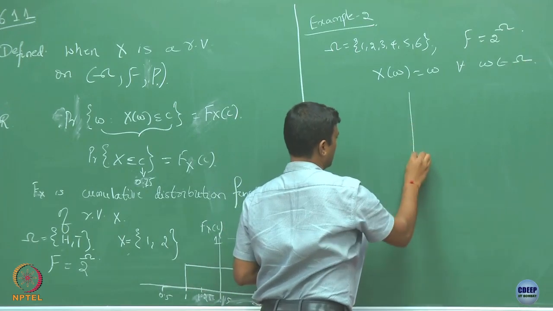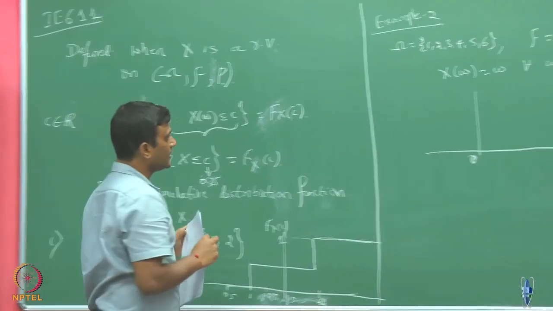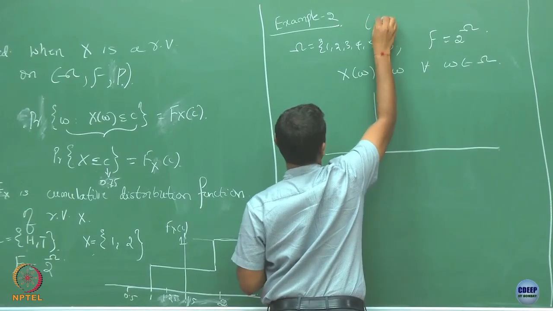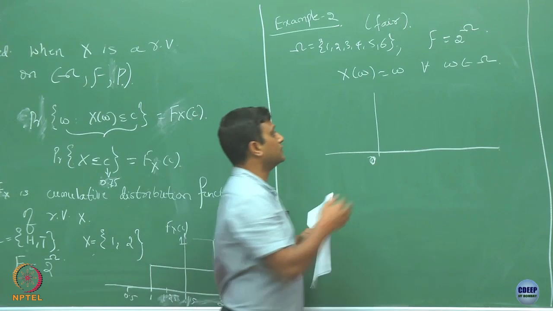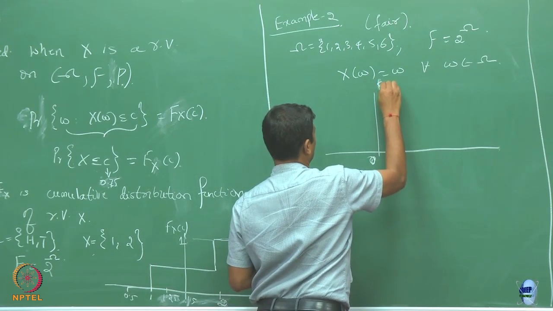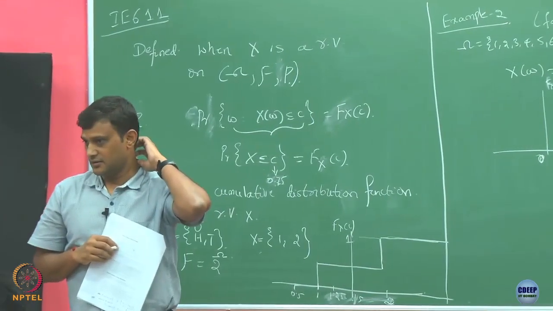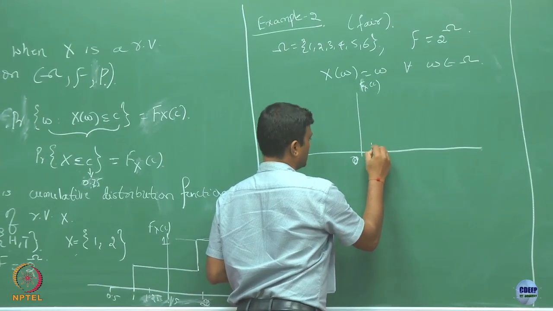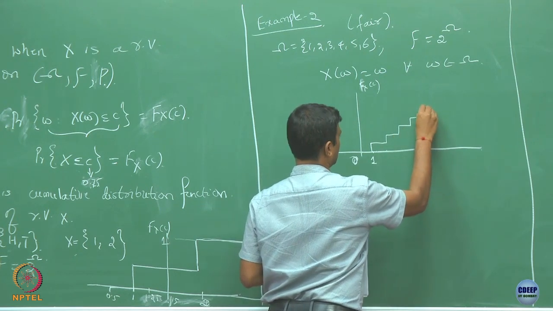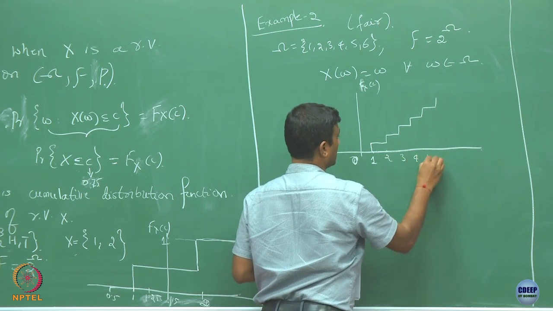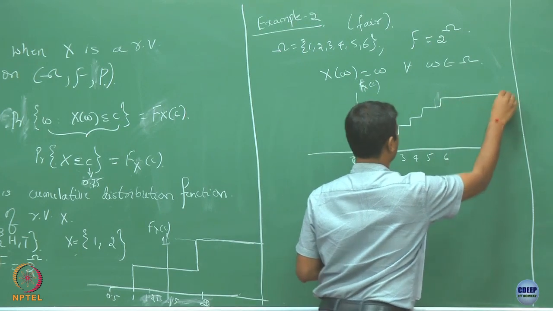So now how does it look? Let us start from 0. Let us say my die is fair again. So what is going to happen before 0? This is my F_X, right? It is clear that till 1 this is going to be 0, right? And what happens at 1? Now it is going to be 1 by 6, then it is going to remain like this, then it is going to be 2 by 6, and so on. And then it is going to remain flat like this.